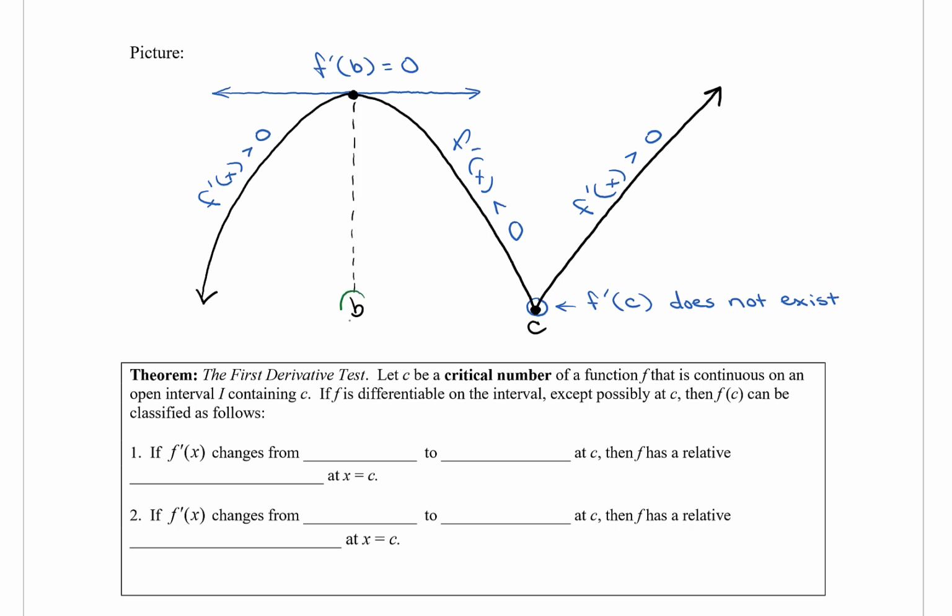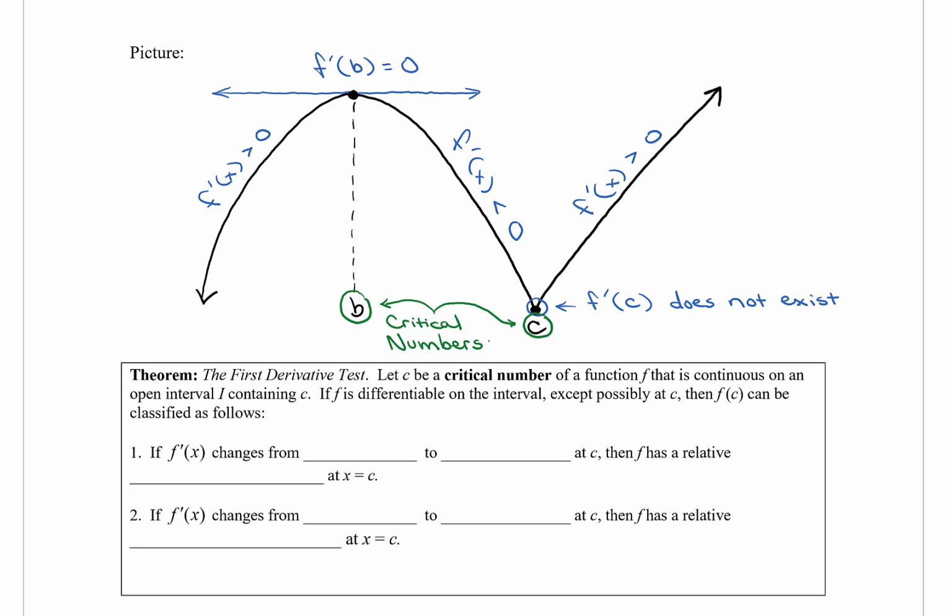I've circled b and c and I've drawn arrows pointing towards both of them, and underneath the arrows I wrote down the words critical numbers. B and C here in this picture represent critical numbers of this function, f.